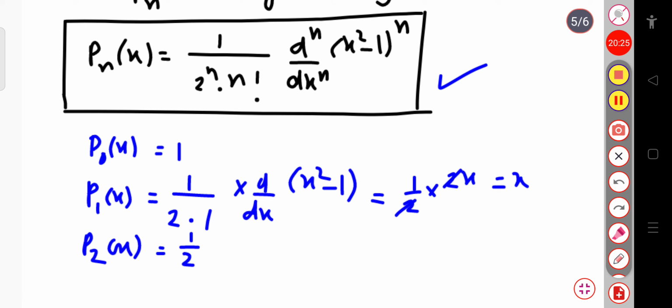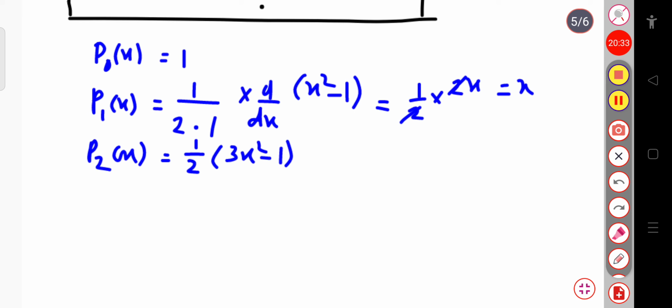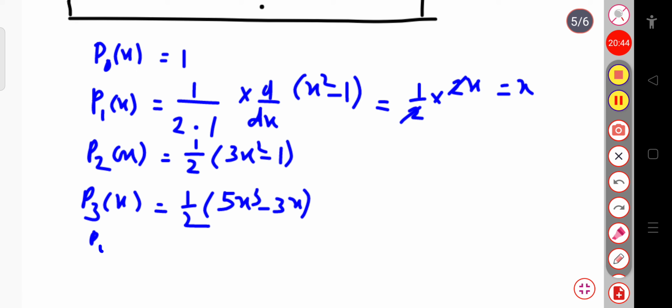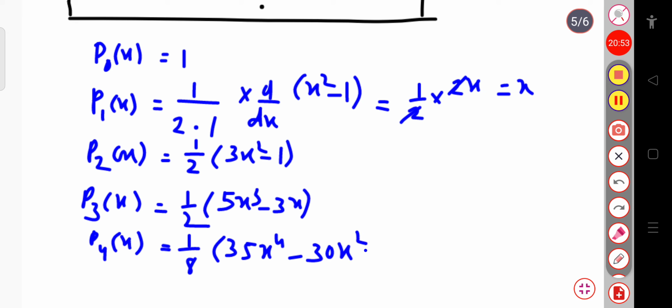P2 of x is 1 by 2 into (3x square minus 1), and P3 of x equal to 1 by 2 into (5x cube minus 3x), and P4 of x equal to 1 by 8 into (35x power 4 minus 30x square plus 3). So basically you have to remember P0 of x, P1 of x, P2 of x, and P3 of x. These are important.